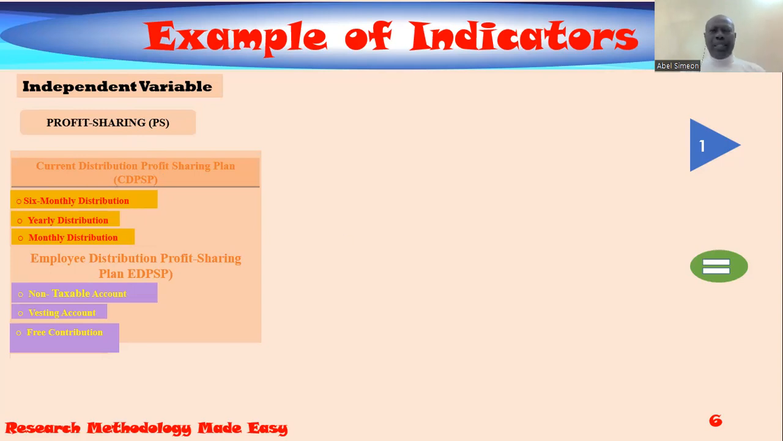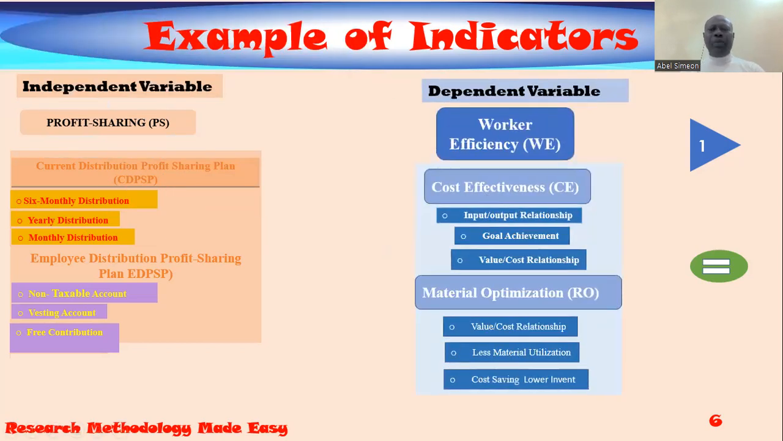Why am I going through this? So as to ask the questions from the indicators of the factor dimension. When you ask the question from the factor dimension, you begin to get it. On the right-hand side, we have the dependent variable. My dependent variable here is worker efficiency. Under the worker efficiency, I have cost effectiveness, 1, and material optimization. So these are indicators of worker efficiency.